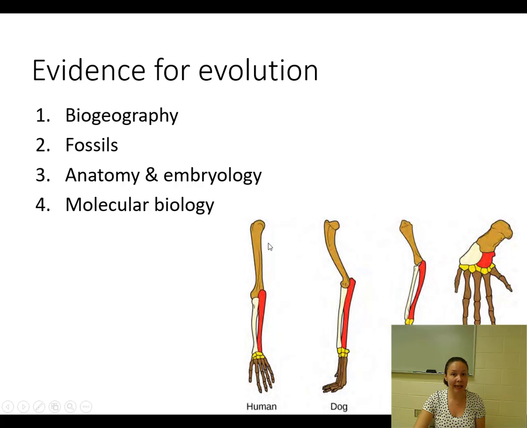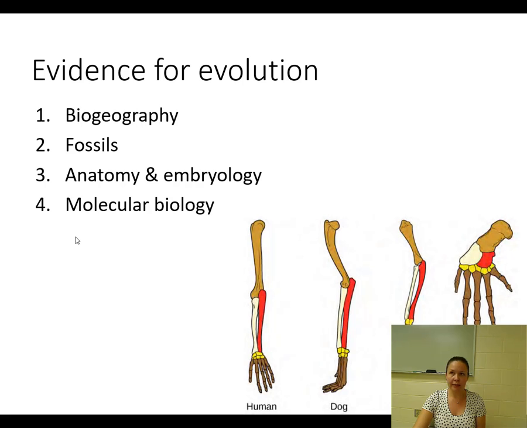It's actually the same genes in a human's arm that are activated at the same time a dog's legs are when the dog is developing in utero, and same for bird and whale. So when scientists map out the genes involved in limb development across these 4 different organisms, they're all pretty much the same genes. And that points to molecular biology as the last piece of evidence for evolution.